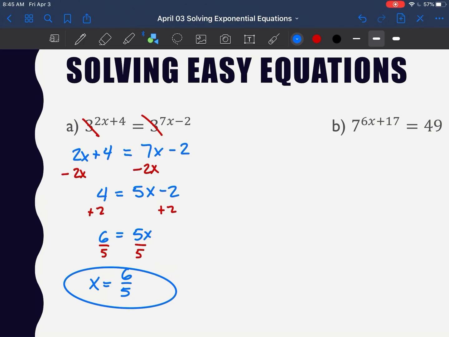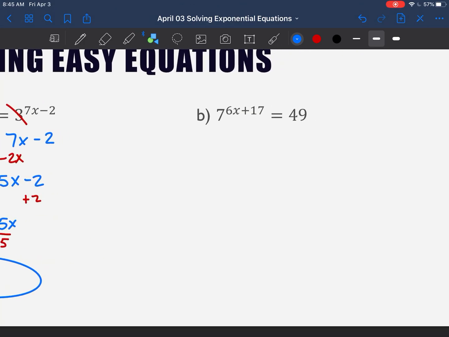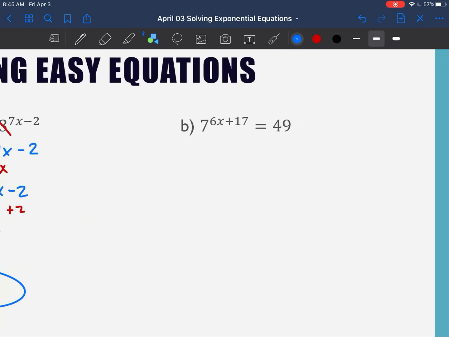So again, bases have to match in order to cancel. So looking at this next one, what's the issue? All right, see, there's a 7 here, but then there's a 49 over here, so we can't cancel. The goal is to still use that property though, so you would try to think about it, and this should probably have jumped out at you. We can leave the 7 to the 6x plus 17 alone, but this 49 is the same thing as 7 squared, right? 7 times 7 is 49.